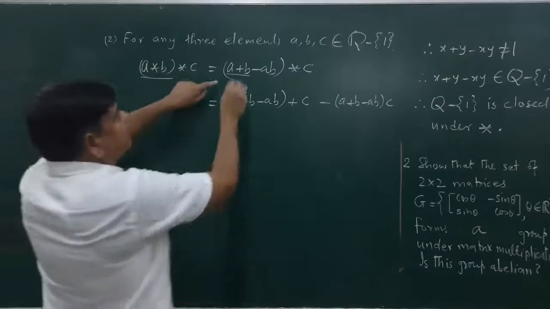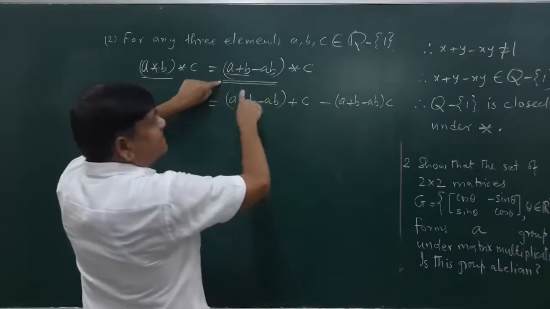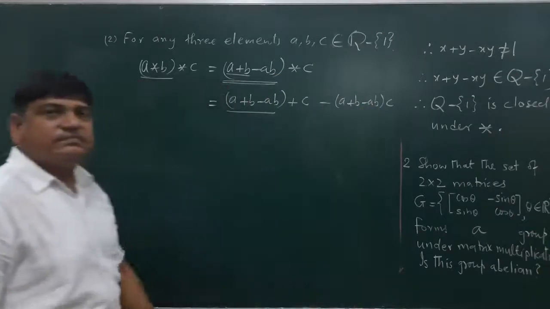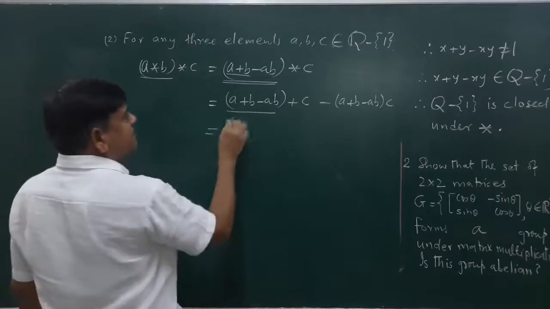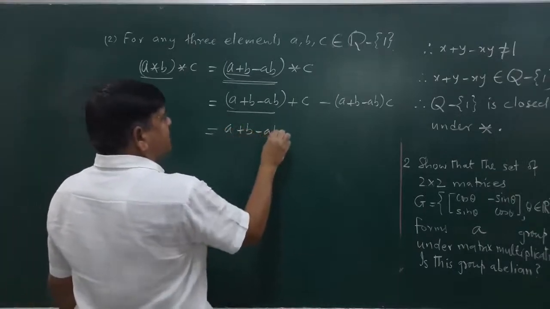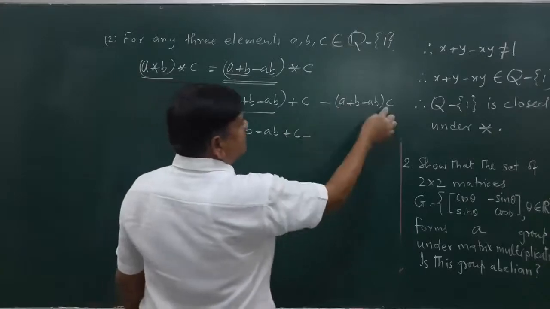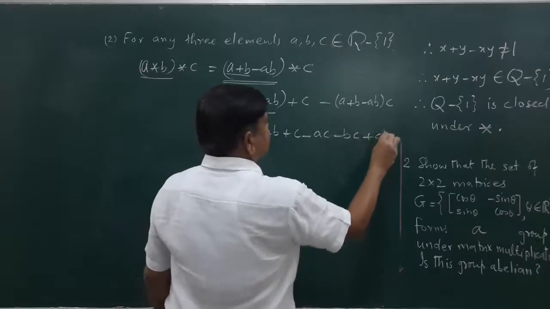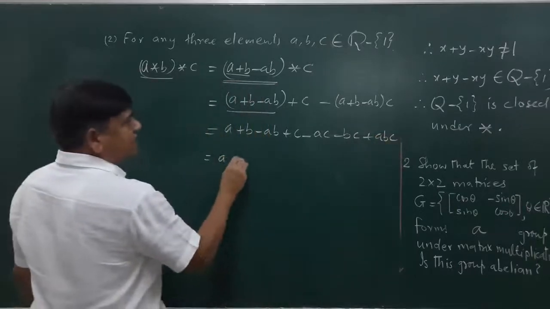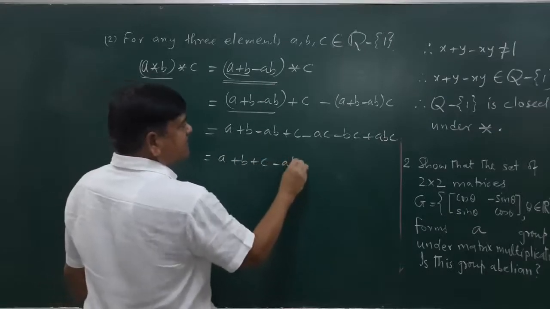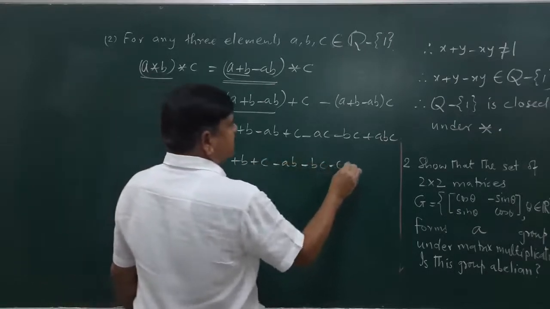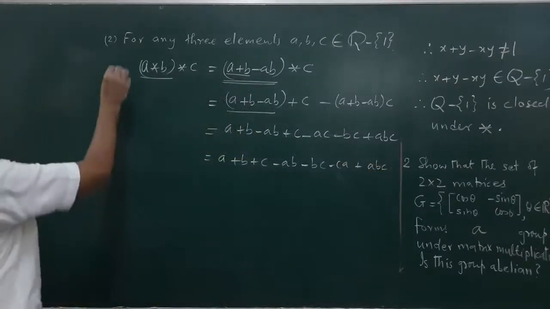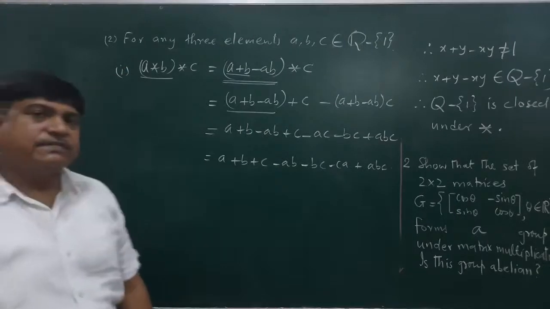थोड़ी देर के लिए अपने दिमाग में इसको x मान लो. So it is x as it is C. So it is x plus C minus xc. Just simplify this. A plus B minus AB plus C minus AC minus BC and plus ABC. So this is A plus B plus C minus AB minus BC minus CA plus ABC. This is the first part.